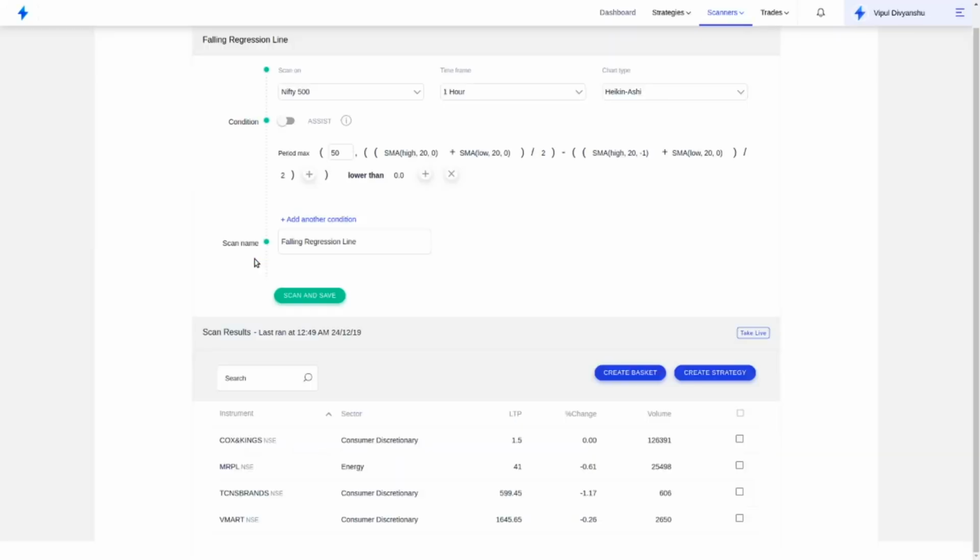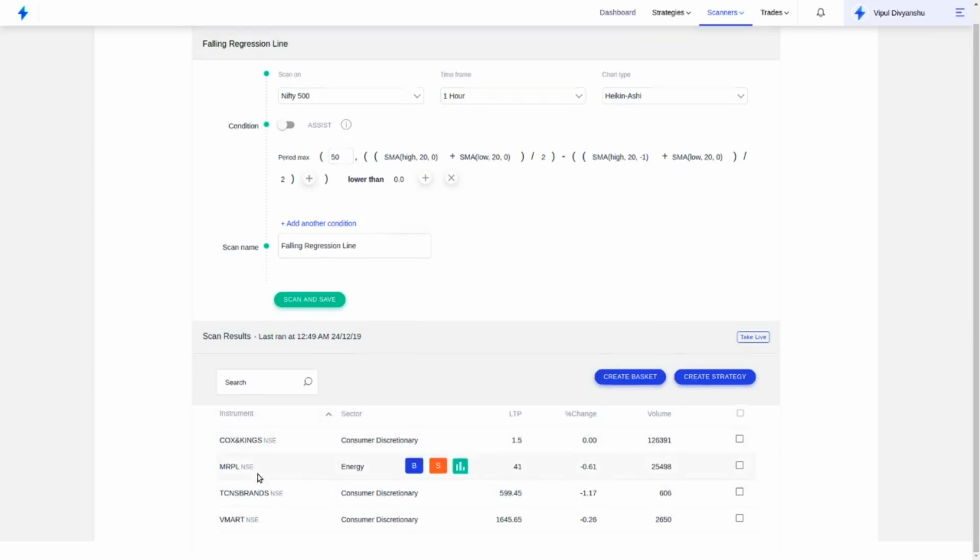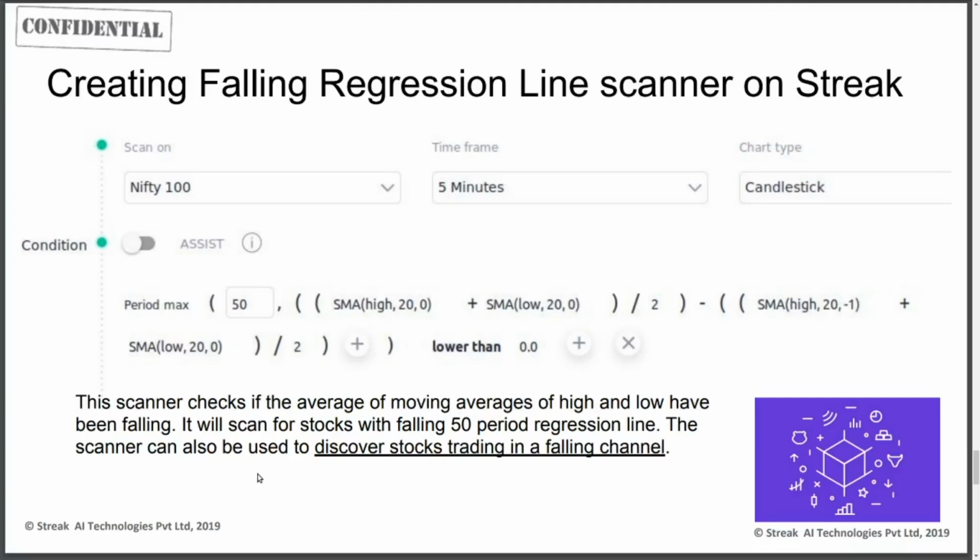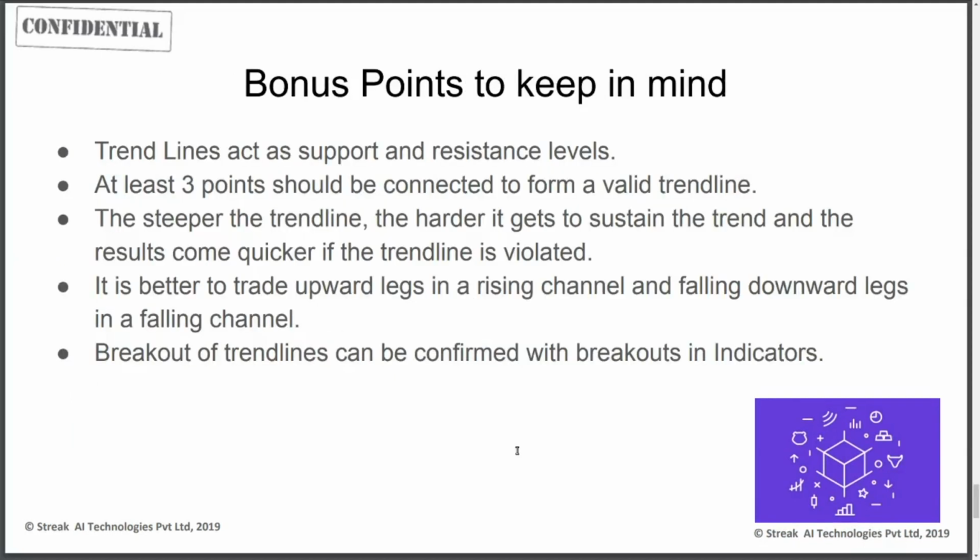Okay, so this is how with Streak scanner you can easily identify across 500 stocks that these are the 4 stocks where the regression line is falling or going down. So again, very simple. The scanner checks whether the average of moving averages of high and low has been falling. It scans for stocks that have been falling for the 15 regression period line, and it can be used to discover stocks trading in a falling channel.